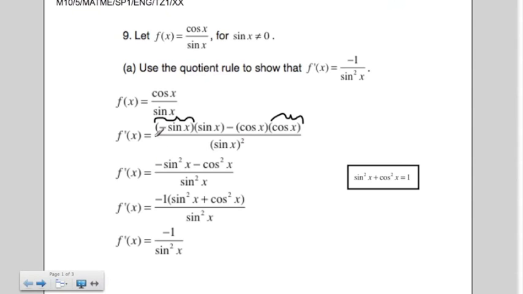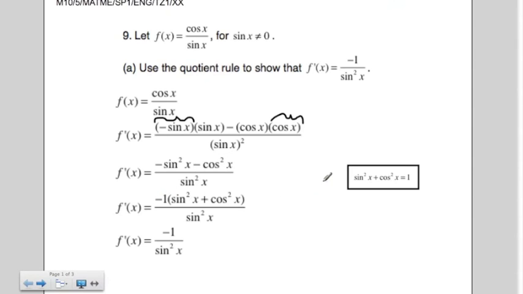By distributing over here, you get negative sine x times sine x, which is negative sine squared x. And then you subtract cos x times cos x, which is cos squared x. And then you divide that whole thing again by sine squared x. Now, we have to remember this looks kind of like an identity. So first we're going to factor out the -1, on the top, and we end up with this equation right here.